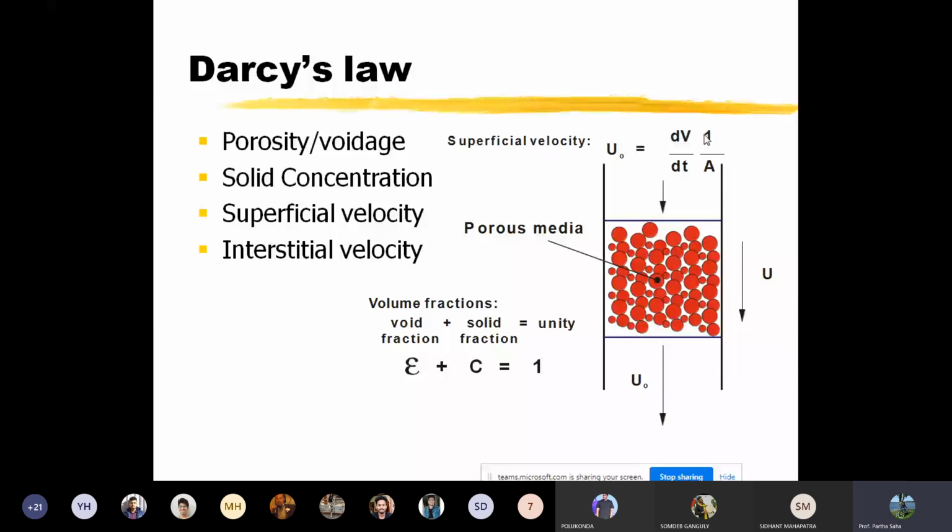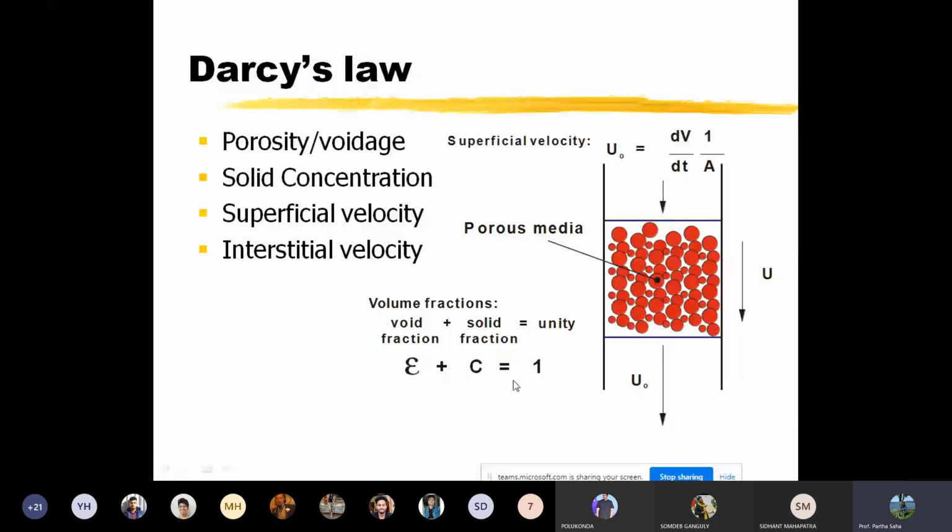Okay, so what happens? The interstitial velocity is equal to the superficial velocity, u equal to u naught by epsilon. Epsilon is the void fraction. Let us assume the total volume fraction of this spherical particle or granule is 1. So obviously there will be void fraction and solid fraction, right? If the void fraction is epsilon and the solid fraction is c, the total will be epsilon plus c equals 1.